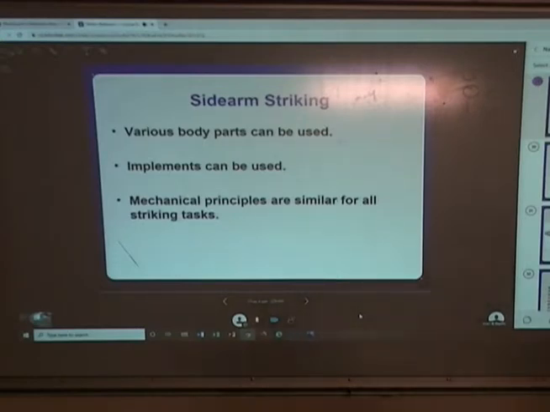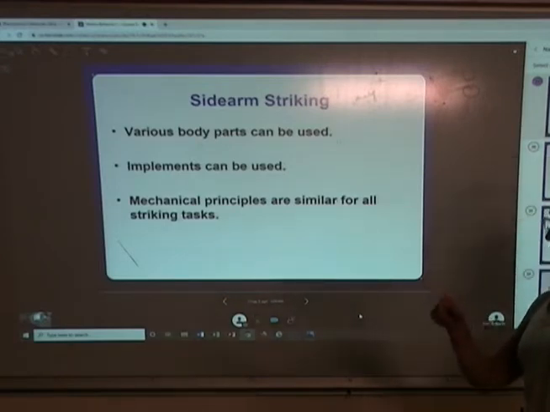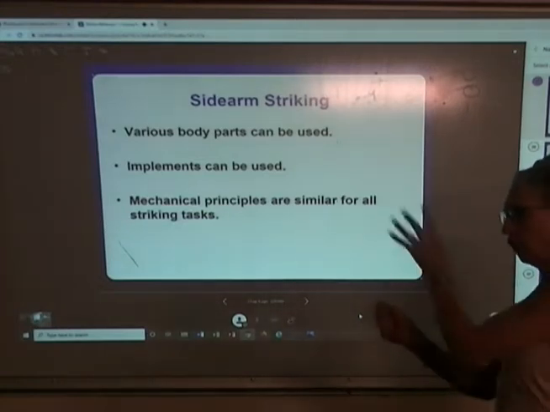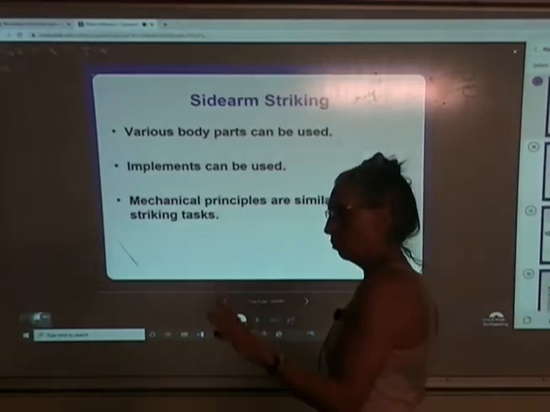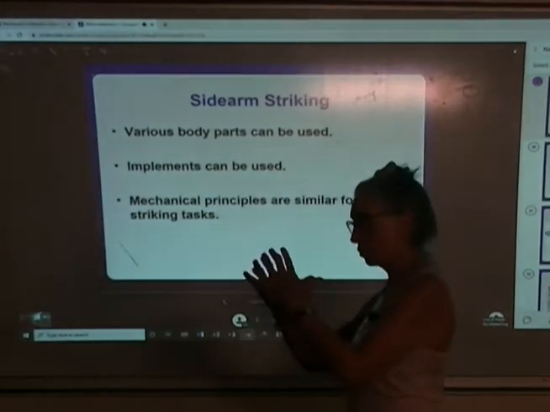Sidearm striking, I can use an implement, a racket, a bat, a paddle, or I can use my hand, right? So if I'm working with a beginner, then I probably don't want to give them a full-size tennis racket or a heavy bat, right? If you watched last week's playground film, you'll see that I had the little foam paddles out and the children were striking off the cones.